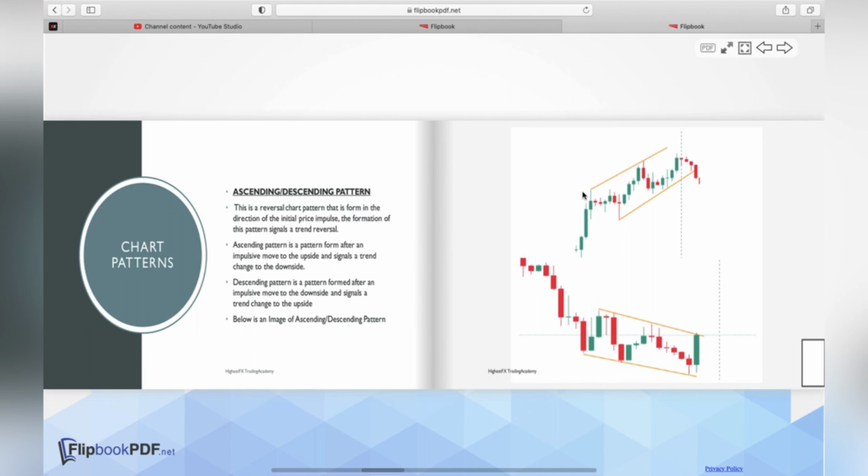So it is an ascending pattern, and it's said to be a reversal pattern because when the initial impulse tells you that that particular direction has momentum, has the strength, but now it is kind of like back and forth in that same direction, that means that direction is losing momentum. So when you see this kind of pattern in the market, it's signaling a reversal, either to the upside from the downside, or to the downside from the upside. If you read more, you get to understand.